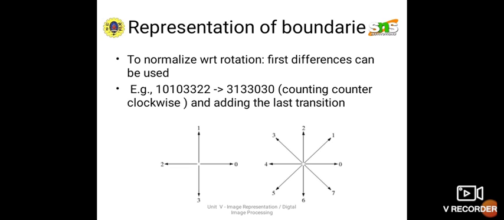Similarly, we have to continue until we end up with the final value, right? This is the difference. Okay, by doing that we can avoid rotational changes, or the changes in the values of the chain code due to rotation.